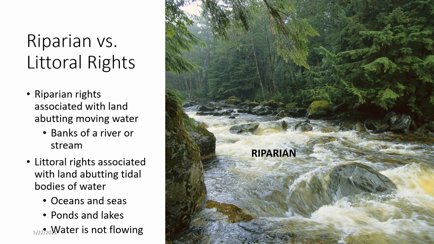Now, a lot of times when they formulate these questions, they want to use distractors. Do not get mixed up when it comes to oceans and seas and think it's riparian because the ocean has a current. Oceans and seas have currents, but they're littoral. They're big and lazy.